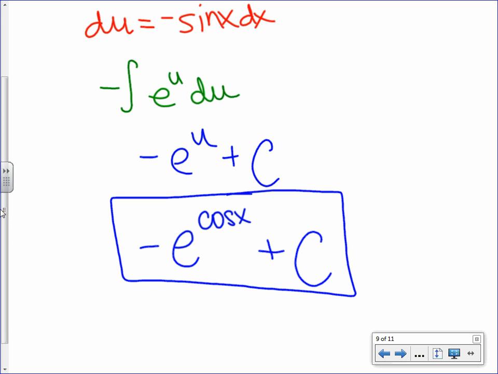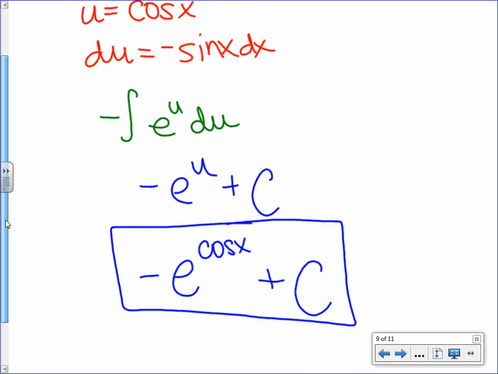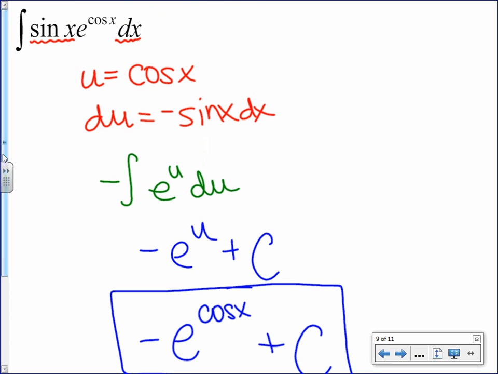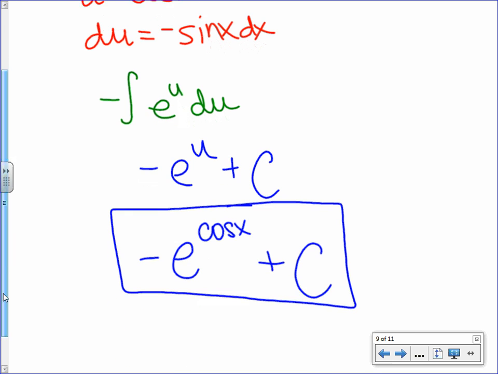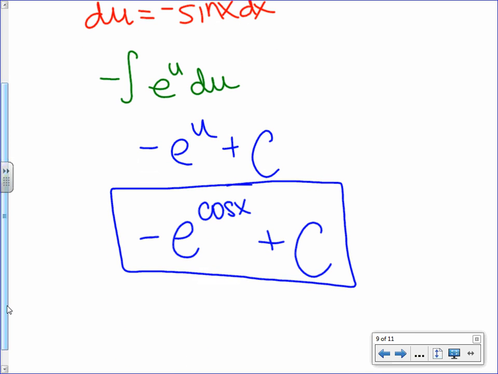What I need you to be able to recognize in this problem is that our inner function is cosine and what's outside of the function is sine. We know that those have a derivative relationship, right? You need to be able to notice that and say, substitution, perfect.